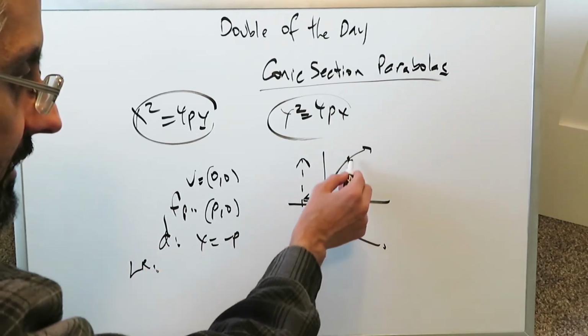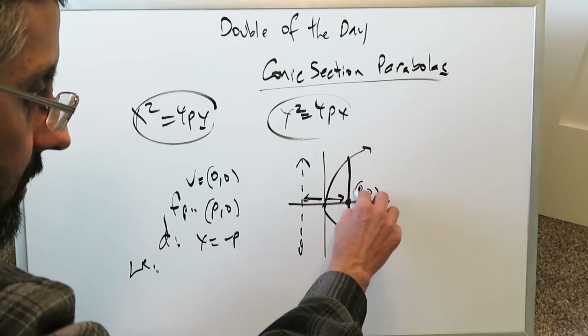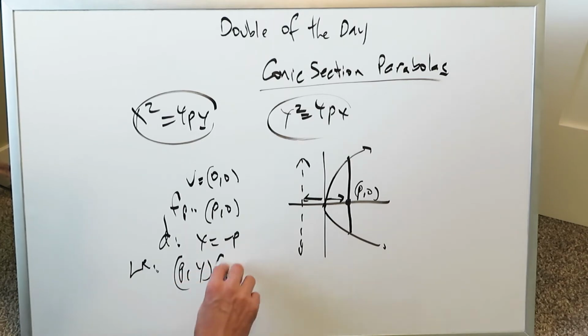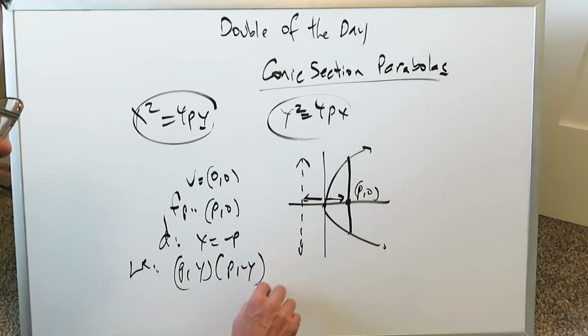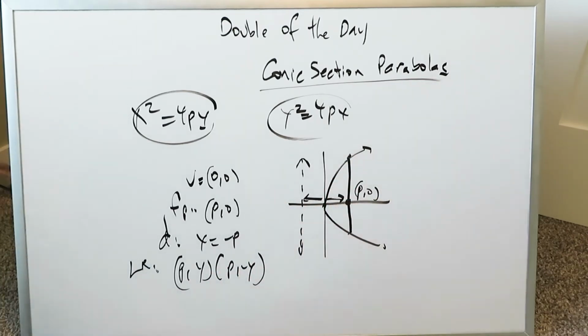This latus rectum here would have coordinates. What will be the endpoints of this latus rectum? That and that. Well, if this right here is p, 0, it'll have the same x value as the focal point, right? It'll be p, y, and then here it'll be p, minus y. P, positive y, p, minus y. And you have a line of axis. The line of axis here is your x-axis.